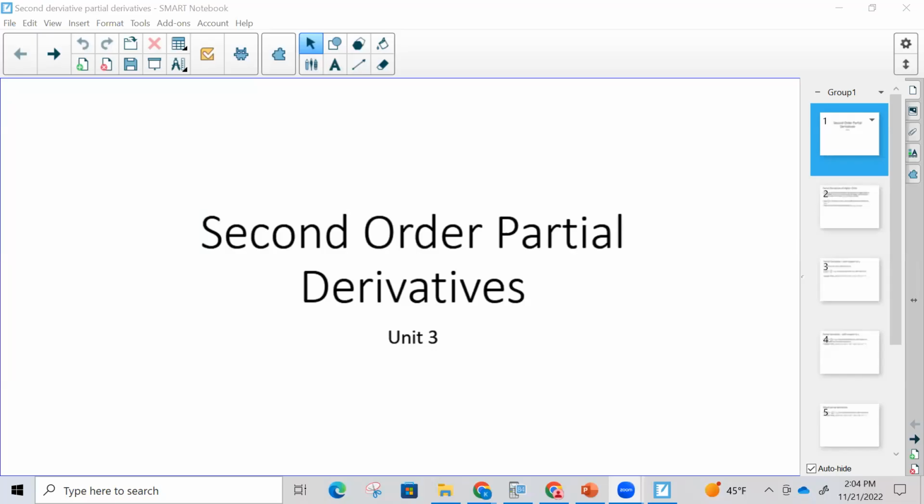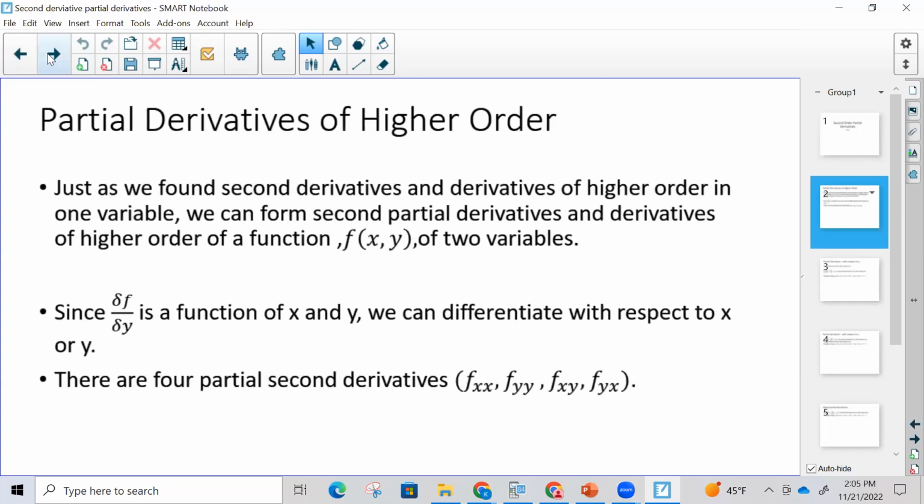So in this video, we are going to look at second order partial derivatives. Just as we found second derivatives and derivatives of higher order in one variable, we can form second partial derivatives and derivatives of higher order of a function f of x, y of two variables.